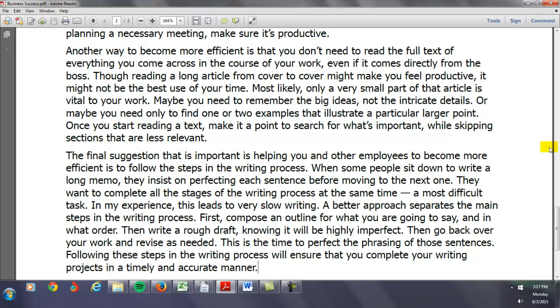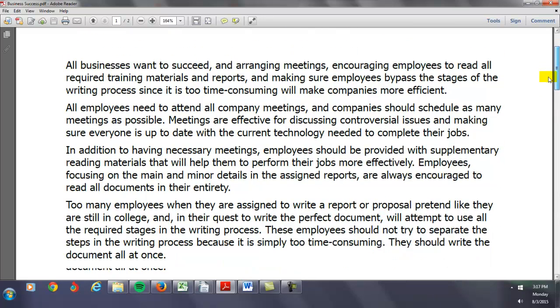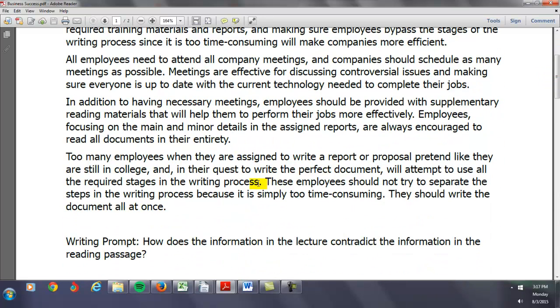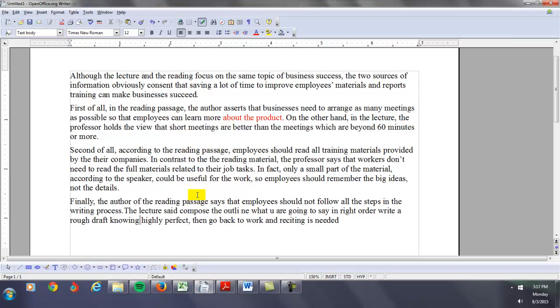oh, wait a minute, I need to look at the reading passage first. It says, these employees should not try to separate the steps in the writing process because it is simply too time consuming. They should write the document at once. That is the key. You didn't say that. If you had said that the author of the reading passage says that employees should not follow all the steps in the writing process because it is too time consuming, then I would say you've pretty much captured the most important point of the reading passage. That would have been good.